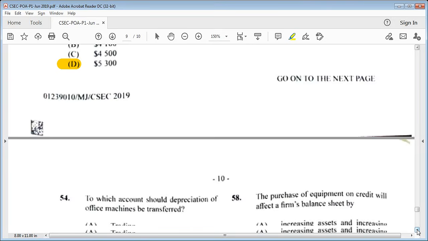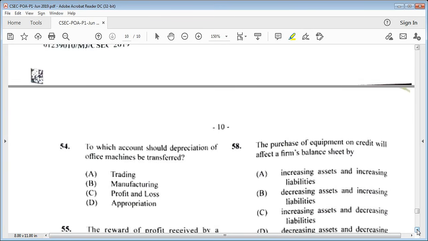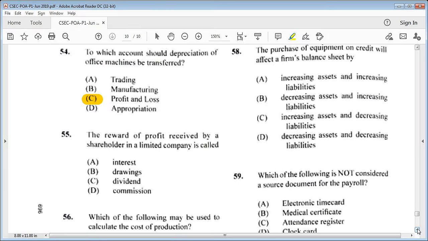In which account should depreciation of office machines be transferred? A, trading, B, manufacturing, C, profit and loss, D, appropriation. We know it is C, profit and loss. 55 says, the reward of profit received by a shareholder in a limited company is called A, interest, B, drawings, C, dividend, D, commission. We know it is called dividend, C.